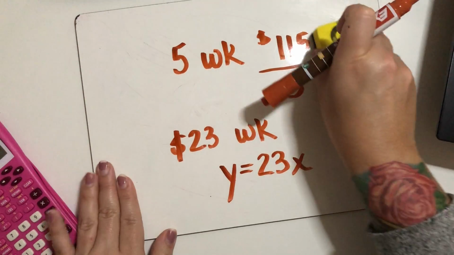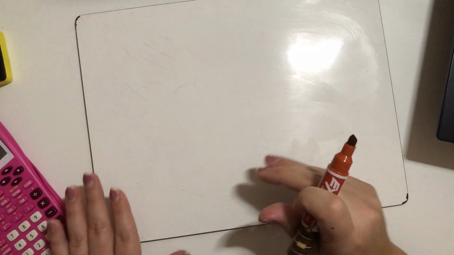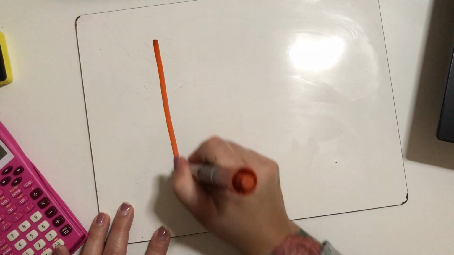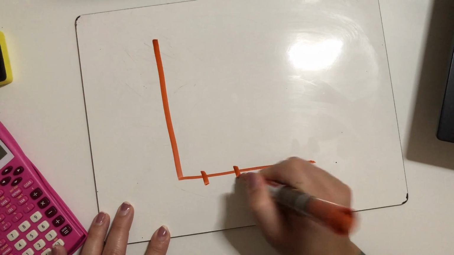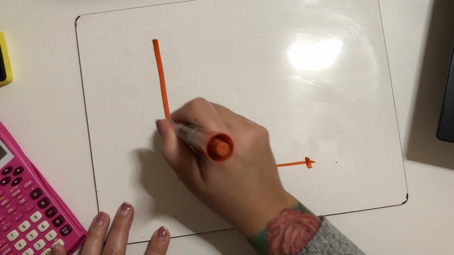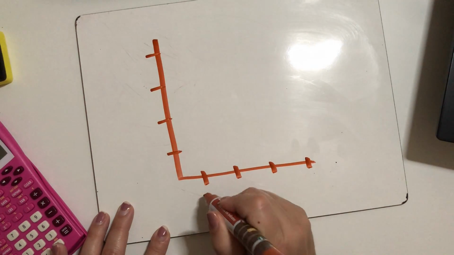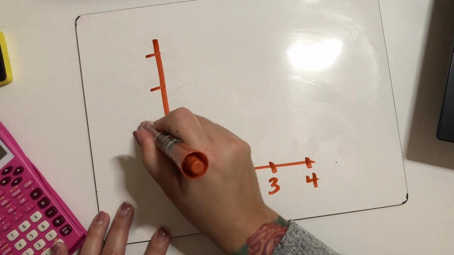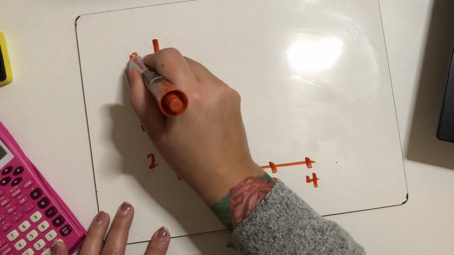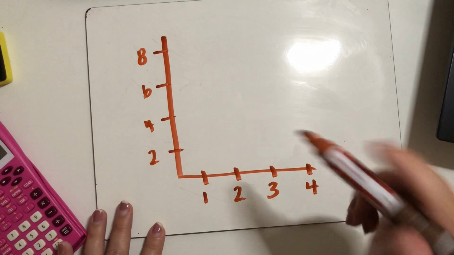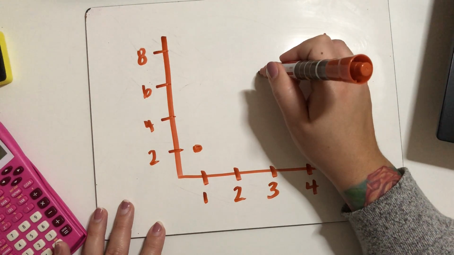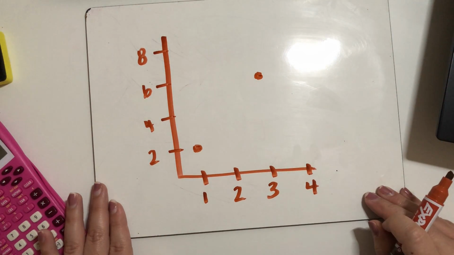Now, remember that this also goes for graphs, okay? So let's say that I have a graph, and I wish I could show you this graph, but we're just going to make up our own. So I'm going to make my x-axis, my y-axis. Now I'm going to say this is 1, 2, 3, and 4. This is 2, 4, 6, and 8, okay? So I'm going to put a dot right here. I'm going to put a dot right about here, okay?